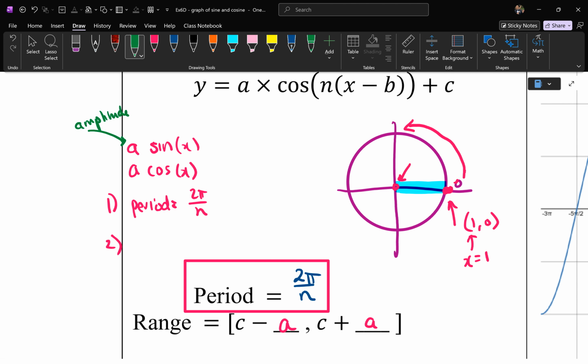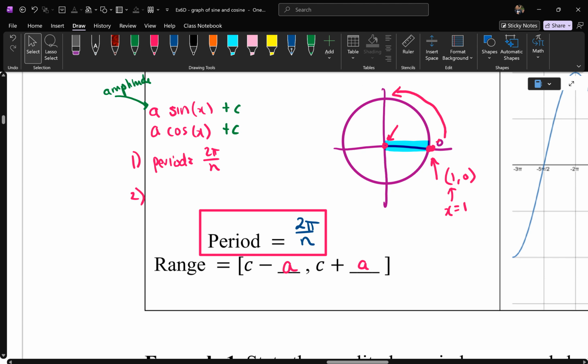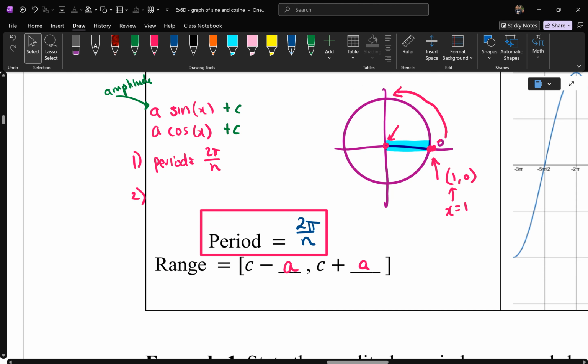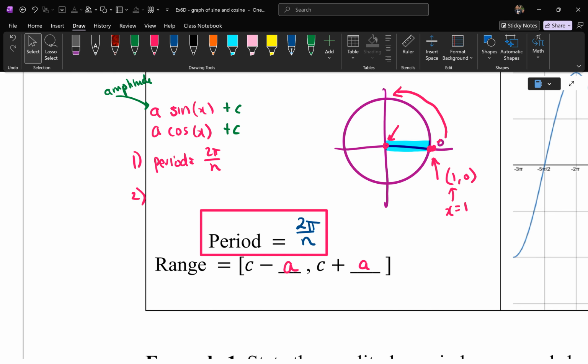But if there is a vertical translation, like a plus C, that also affects your range. So I summarized it for you down here. Range is C, whatever C is, minus A, so minus the amplitude, and C plus the amplitude. That should tell you the range of sine or cosine. Okay? So if everything I just described was confusing or you're unsure at this moment, make sure to have period, amplitude, range. The rest we can pick up. So, amplitude, period, range. Highlighted it for you.